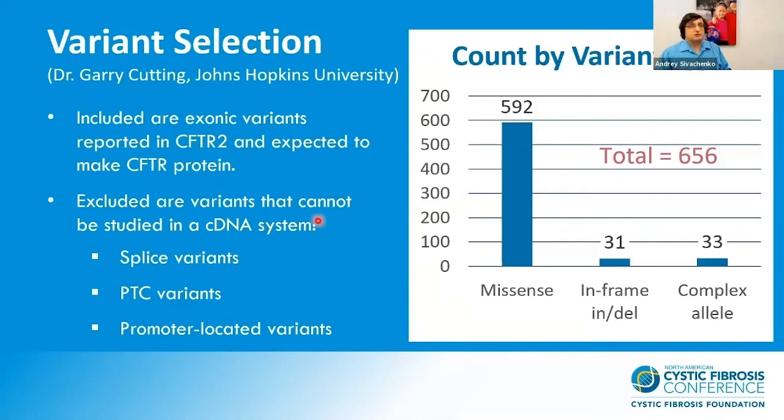So with those restrictions, we obtained the most comprehensive list of over 650 such variants described in Cftr gene from Professor Gary Cutting at Johns Hopkins. And the diagram here shows that most of them are, in fact, missense substitutions, while a relatively small number are in-frame insertions or deletions or complex variants where multiple changes of the gene DNA occur on the same allele.